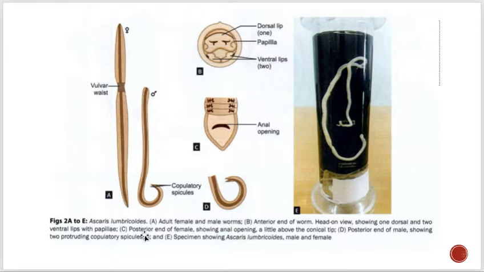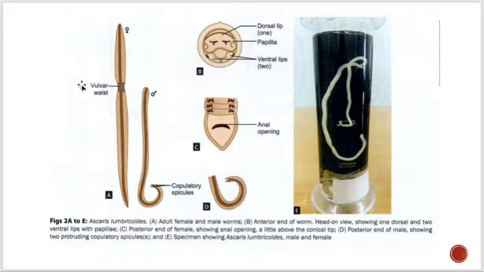The males are smaller than females. But even the male can be up to 30 centimeters, whereas the female is the larger one. They can go up to 40 centimeters, and they have a vulva, the vulvar waist. They are showing you how the ends look. They have the anal opening, the papilla, two ventral lips and one dorsal lip, right? So this is how they look.